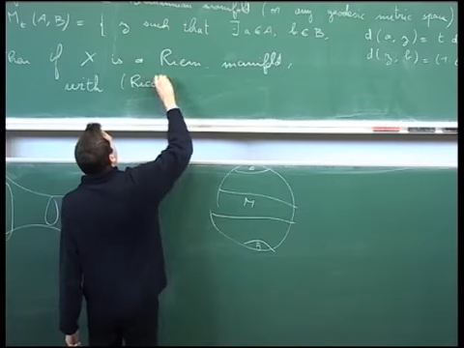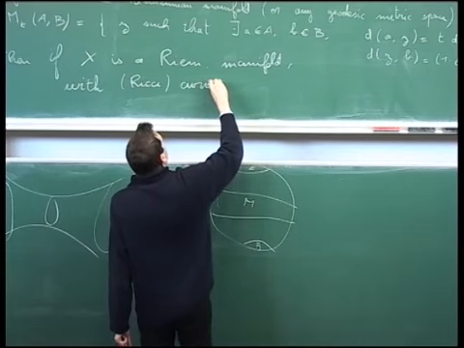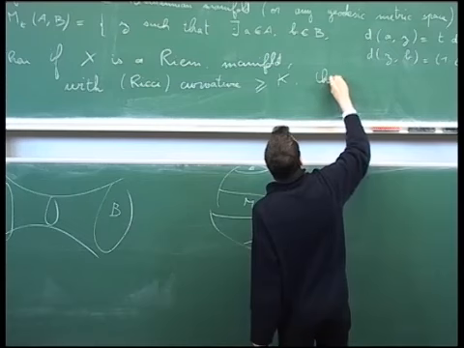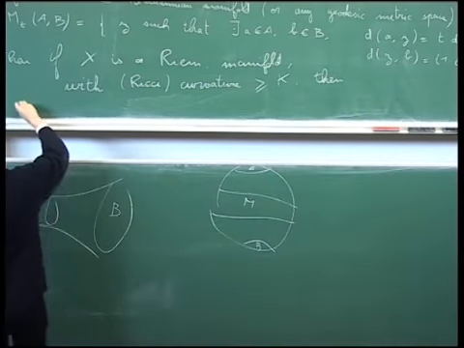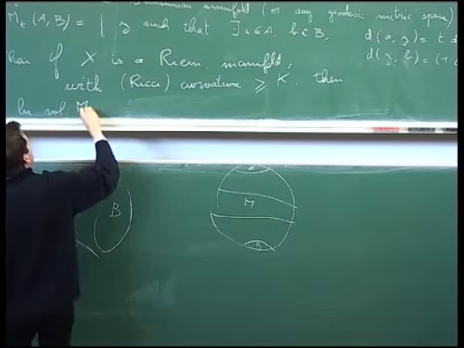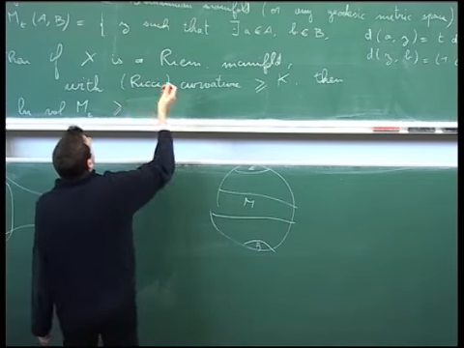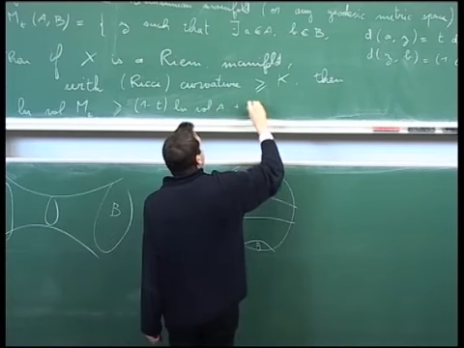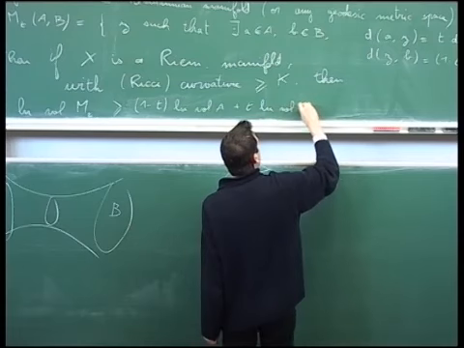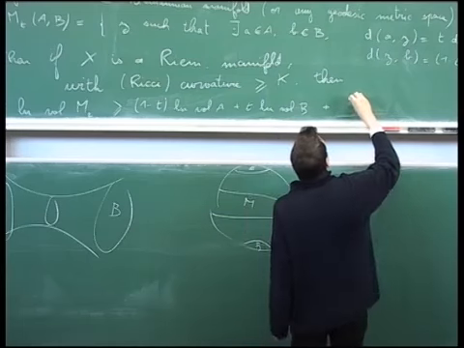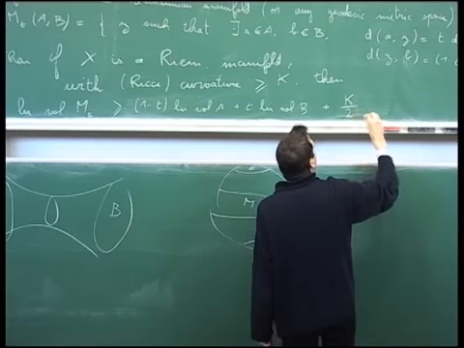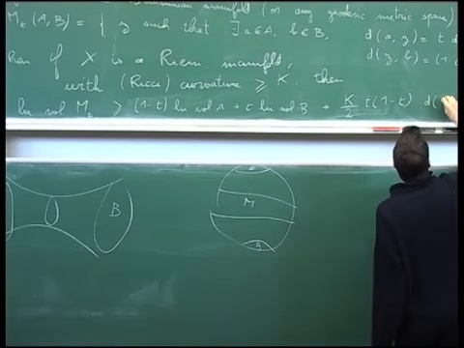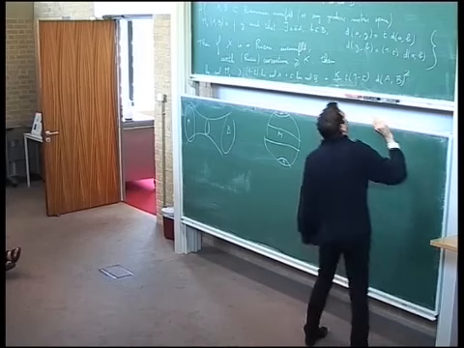This is not today's focus, but if curvature is at least K, then we have the logarithm of the volume of M_t is at least (1 minus t), the same convex combination as above, logarithm of the volume of A plus t logarithm of the volume of B, plus K over 2, I think, t(1 minus t) d(A,B) squared. That should do it.